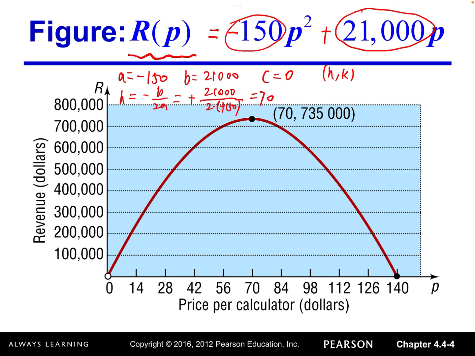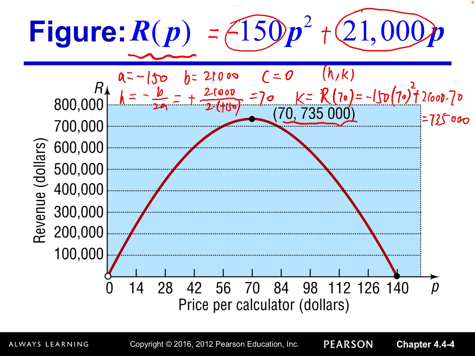All right, and then for the y coordinate k, we need to evaluate R of 70, right? Evaluate the function when p equals 70. So that's negative 150 times 70 squared plus 21,000 times 70. Okay, you put this expression into the calculator, and you get 735,000. Okay, so that is the vertex.